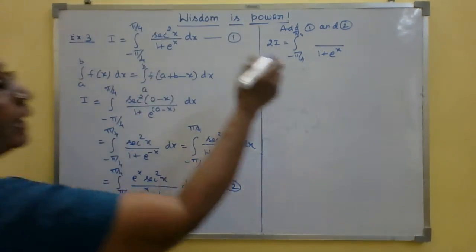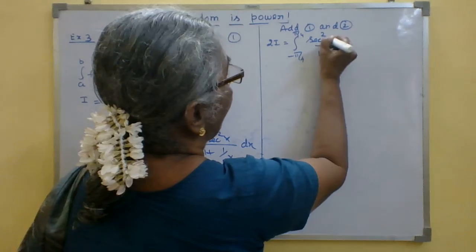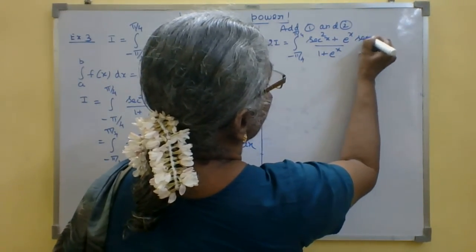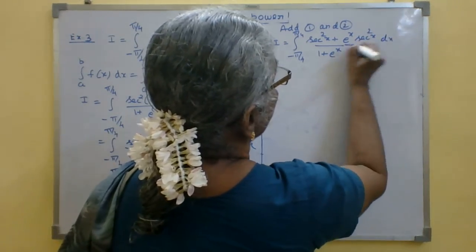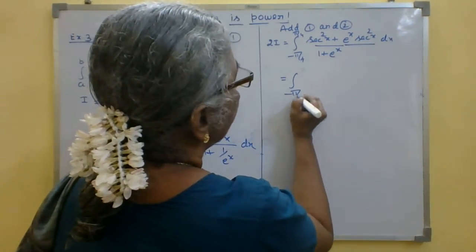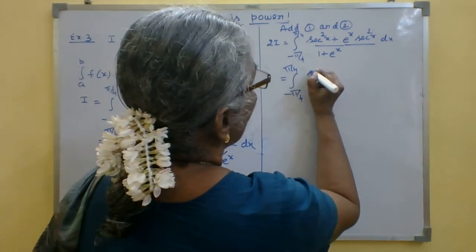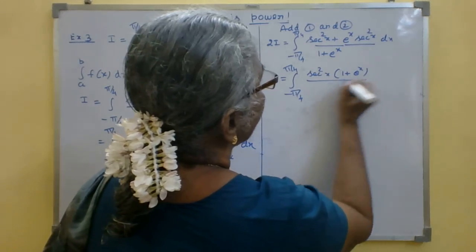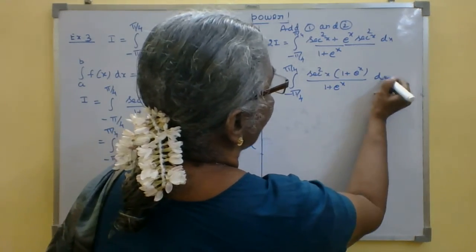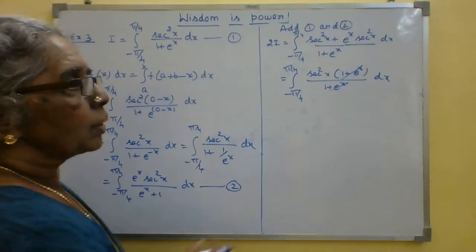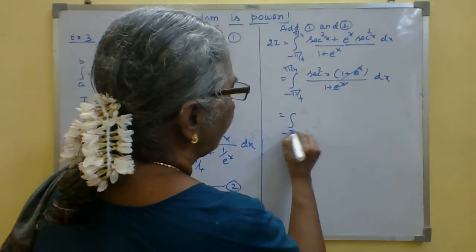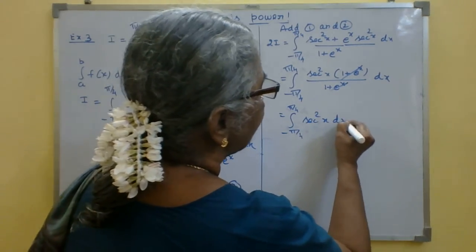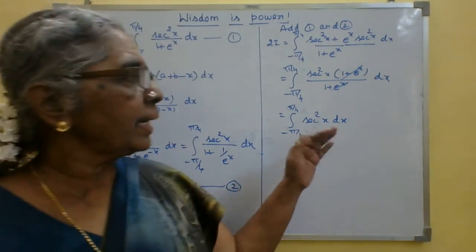Let me come to the numerator. Here I have secant squared x. Here I have e power x secant squared x, right? Write it, put a dx. Now in the numerator I can take one secant squared x common. I will get 1 plus e power x by 1 plus e power x dx. Cut these two. So what do you get now? You get minus pi by 4 to pi by 4 secant squared x dx. Right? It is very simple.